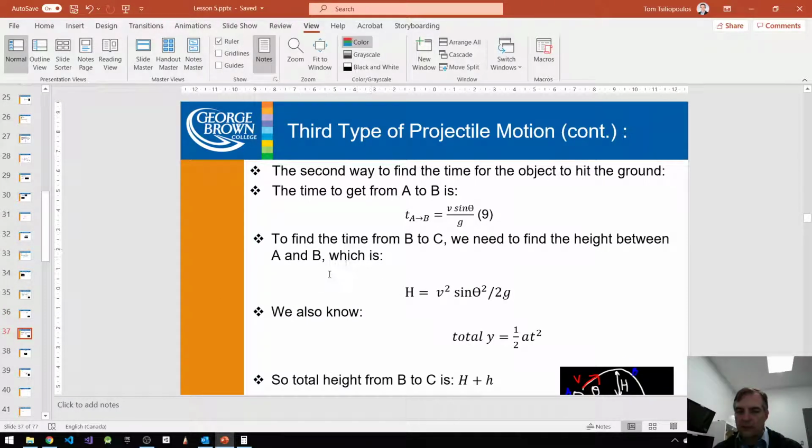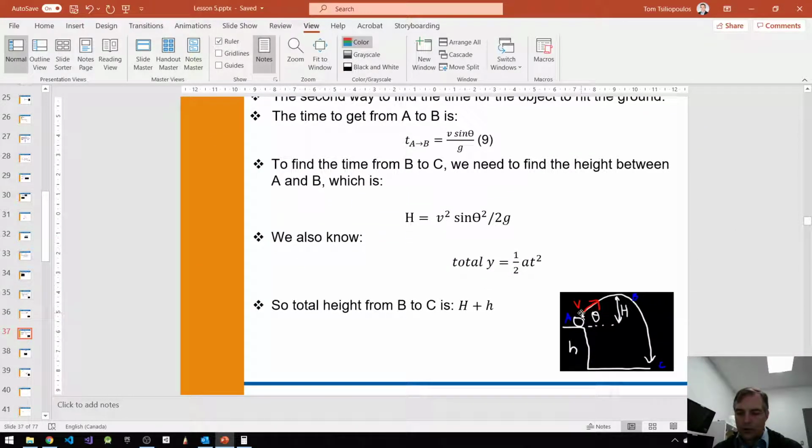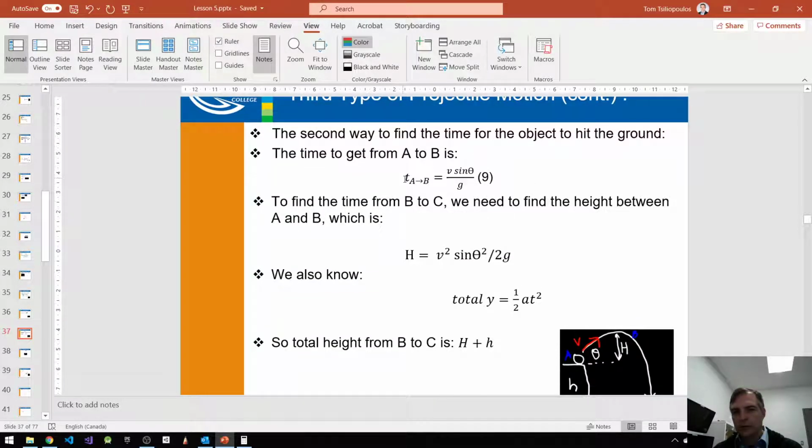Okay, so that's one way of doing it. The second way to do it is to break it up like we saw. We could break it up between A to B, which is right here, and then B to C. So we know that the time between A and B, if we're going to look at the total time it takes, is v sine theta over g. So time from A to B is v sine theta over g. This is where the final y on the y-axis is equal to 0, and this would be your initial y over gravity. That's what it would be.